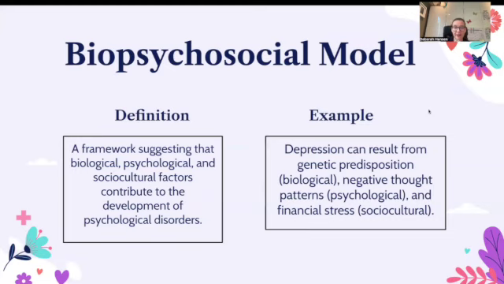Biopsychosocial model. This is a framework suggesting that biological, psychological, and sociocultural factors contribute to the development of psychological disorders. So, for example, depression can result from genetic predisposition, which is your biological, your negative thought patterns, which is your psychological, and financial stress, which is your sociocultural.